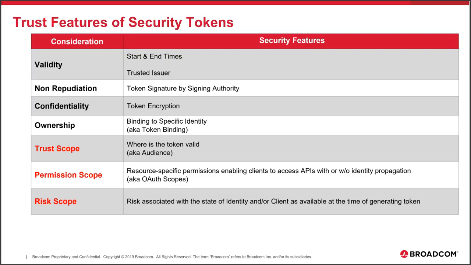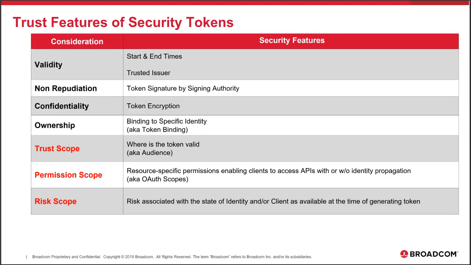There's non-repudiation built into the token infrastructure. That's the signing: is the token signed by the right authority. There's confidentiality, right? In some cases tokens need to be encrypted because the infrastructure or the organization requires confidentiality to be in place. There's ownership, which is what we call token binding. Tokens can be bound to different kinds of identities. They can be bound to user identities. They can be bound to machine identities, but the binding is also part of the trust ecosystem.